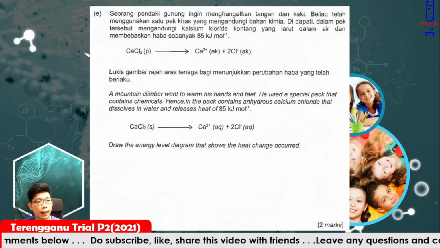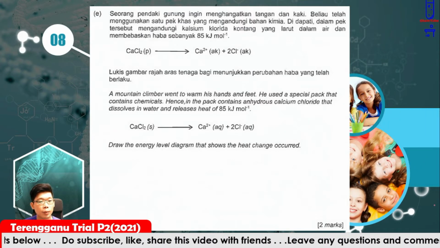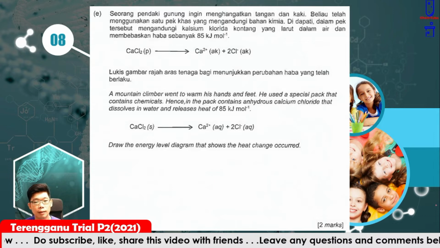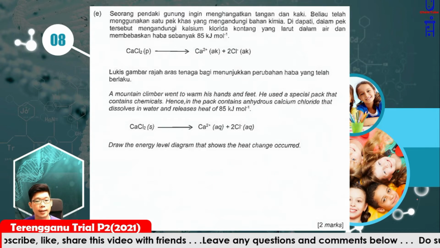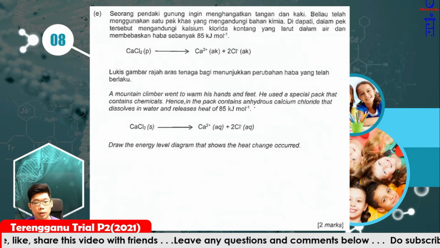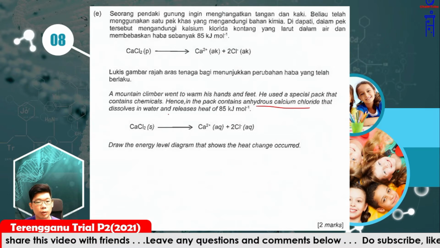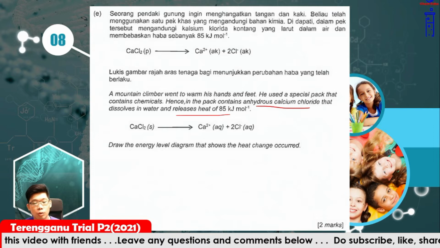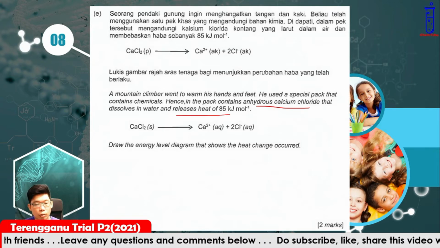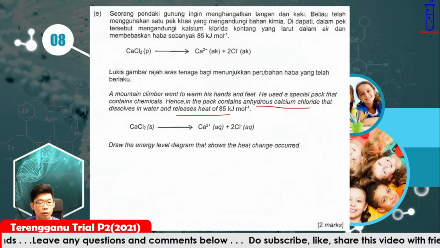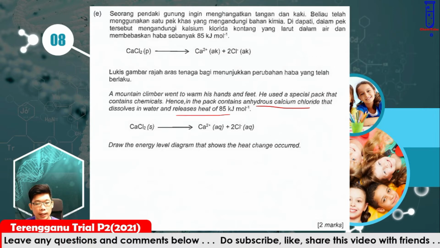Okay, now a mountain climber wants to warm his hands and feet. He used a special pack that contains a chemical. Hence, the pack contains anhydrous calcium chloride that, when dissolved in water, releases heat of 85 kilojoule per mole. Okay, so draw the energy level diagrams to show the heat change.